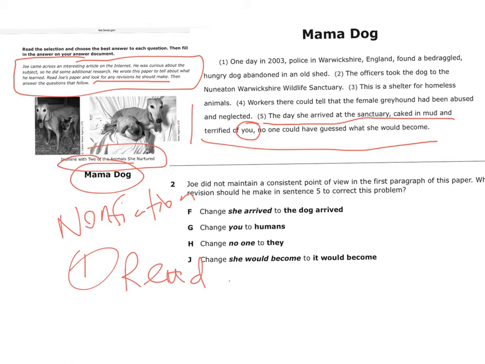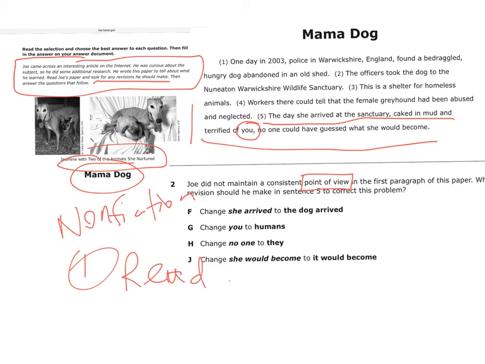Joe did not maintain a consistent point of view in the first paragraph of this paper. What revision should he make in sentence 5 to correct this problem? So notice we're talking about point of view here. This is what we've learned about. We've talked a lot about point of view: first person, I, me, my; second person, you, your, we, us; third person, of course, he, she, they, them, talking about someone else.